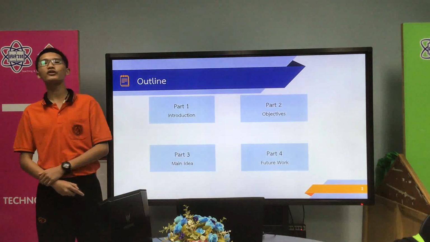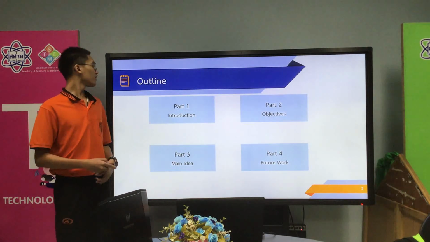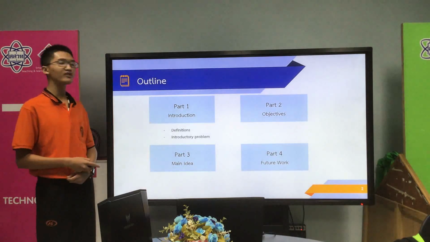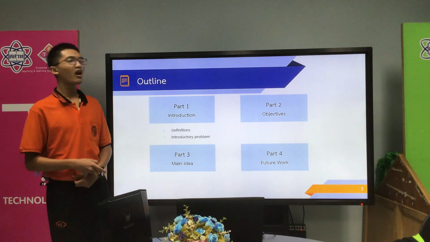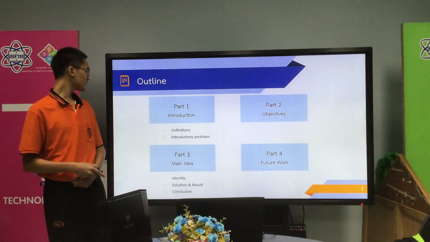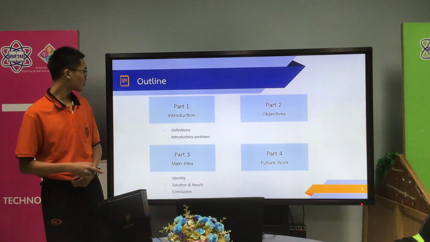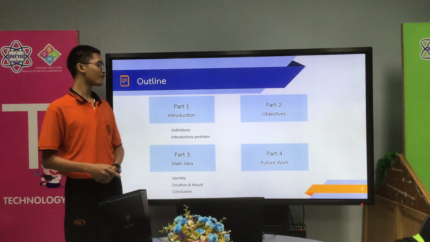First, I will show you the outline of my project. First is the introduction. In this part, I will show you the definition and an introductory problem. Second is the objective. Next is the main idea, including the identity, solution and result, and the conclusion. The last is my future work.